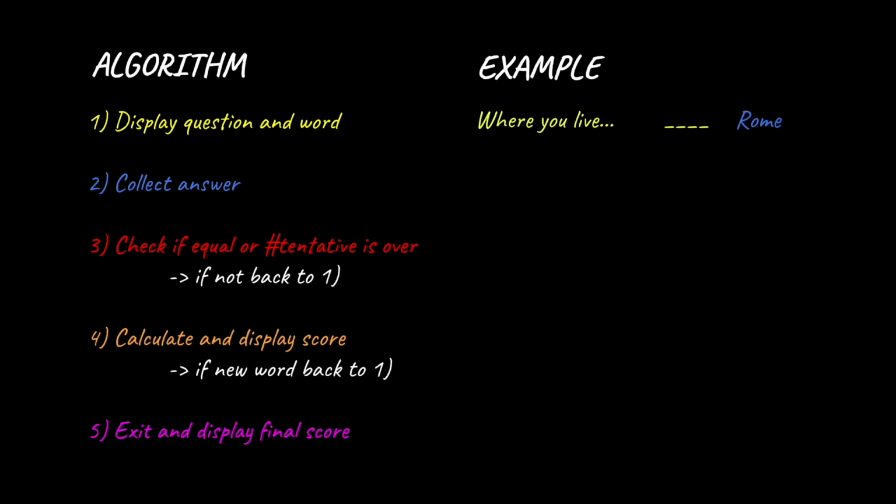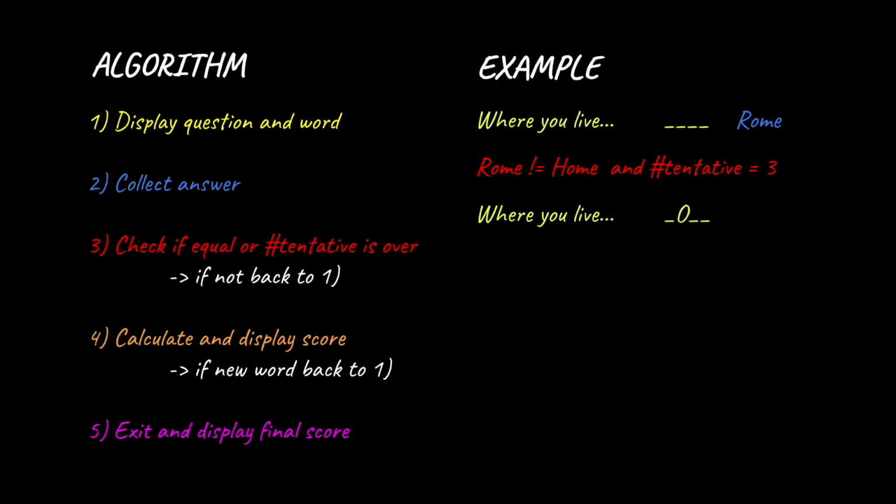At step 3, we have to compare the user answer, Rome, with the expected one, home. Of course, they are not equal, but there are still 3 tentatives left for the user. That's because, being the answer of the user wrong, at the next step, we're gonna reveal 1 out of the 4 characters of the expected answer. So if you do the math, there are still 3 characters to be revealed, or in other words, the user has still 3 tentatives to get it right. So back to step number 1, we're gonna display the question again and the new character revealed.